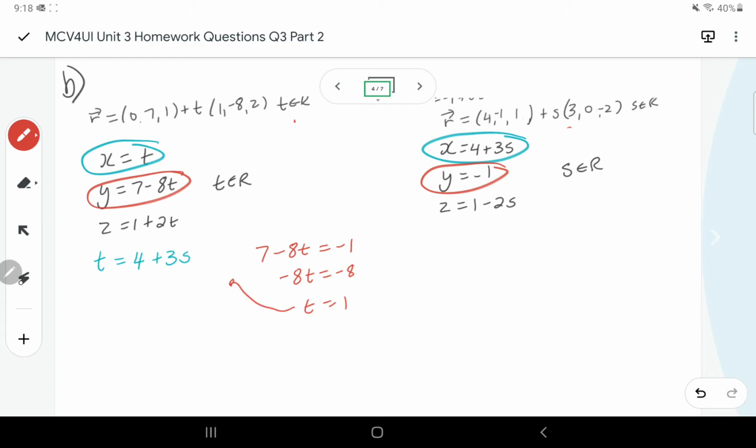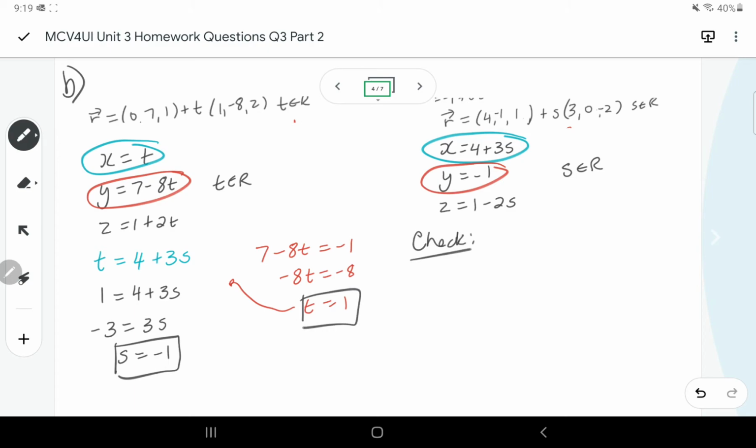And then I'll sub that back in and solve for s up in the first equation. So here 1 equals 4 plus 3s. So -3 equals 3s, and s equals -1. So if I have s equals -1 and t equals 1, I just have to check my z's and make sure that they both give me the same value. So if z equals 1 plus 2t, then it's 1 plus 2 times 1, which is 3. And z also equals 1 minus 2s, which is 1 minus 2 times negative 1, which is 3.